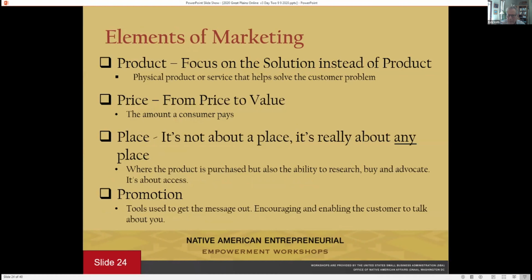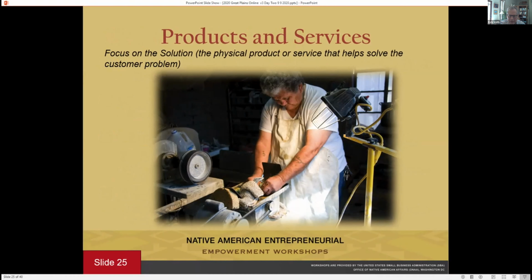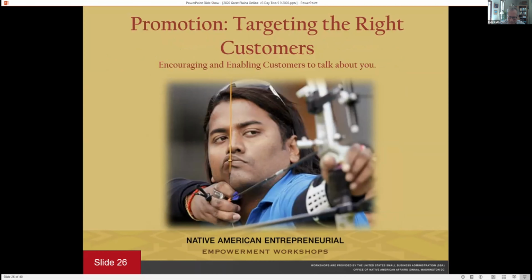And in the book, they'll talk about a fifth P, which is called people. So product, price, place, and promotion. So thinking about the product, the key point, if you can write this down, don't think about the product you're offering, but think about what problem your product solves for the customer. Changes your mindset. The second one is promotion. It's understanding who are those right customers and how do you encourage them to engage with you.